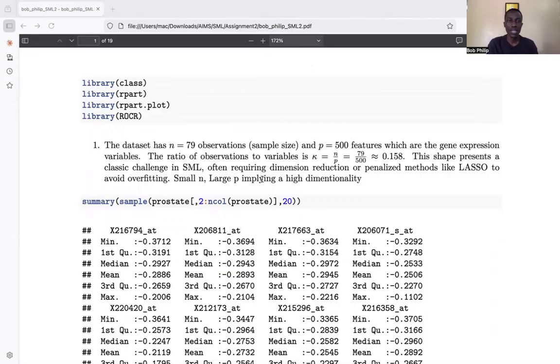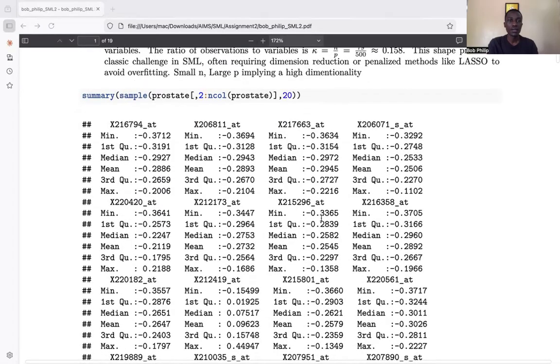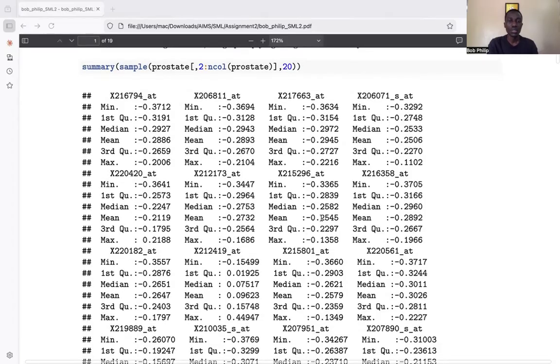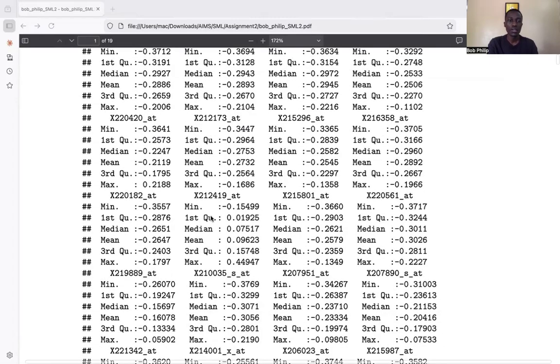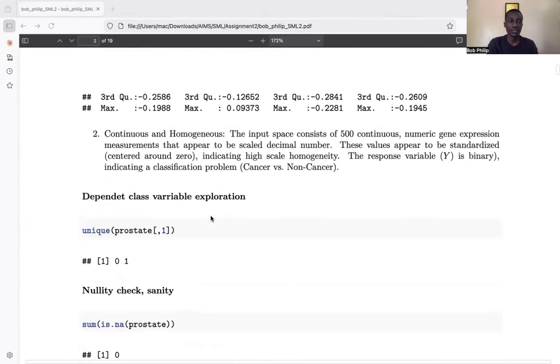If you look at that K ratio of 0.158, it is quite low compared to the expected range of 10 to 5. Looking at the data, it has observations that look normalized, between around 0 and 20. So no blanks were found.